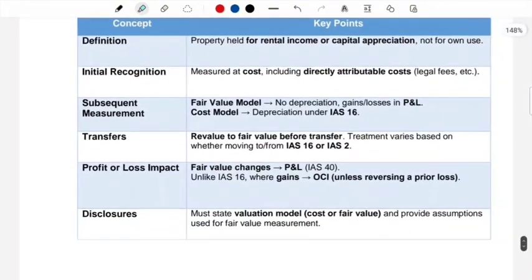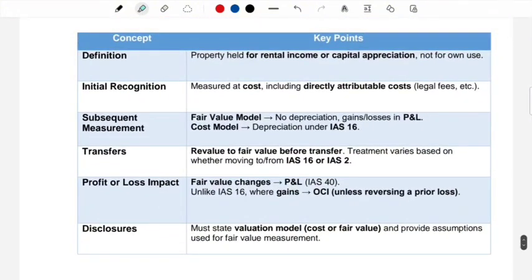And therefore, to conclude the session for today on IAS 40, this is the summary table that you can use to have clear points of the things that we have discussed so far. So remember, students, IAS 40 is simply the property that is held for rental income or capital appreciation, not for your own use. If it is for the own use, it's IAS 16, not IAS 40. You can initially measure it at cost, including directly attributable cost. If you want to know the directly attributable cost, please go to my video on initial recognition on IAS 16. I've discussed these costs in detail.